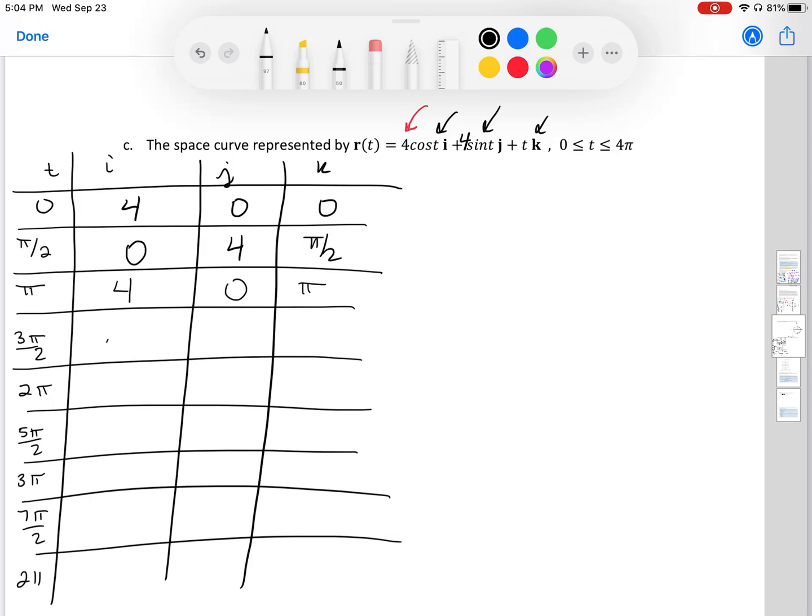For 3 pi over 2, we have 0, negative 4, 3 pi over 2. At 2 pi, we get 4, 0, and 2 pi. All right, let's go ahead and try to graph it. You can continue all the way to 2 pi.